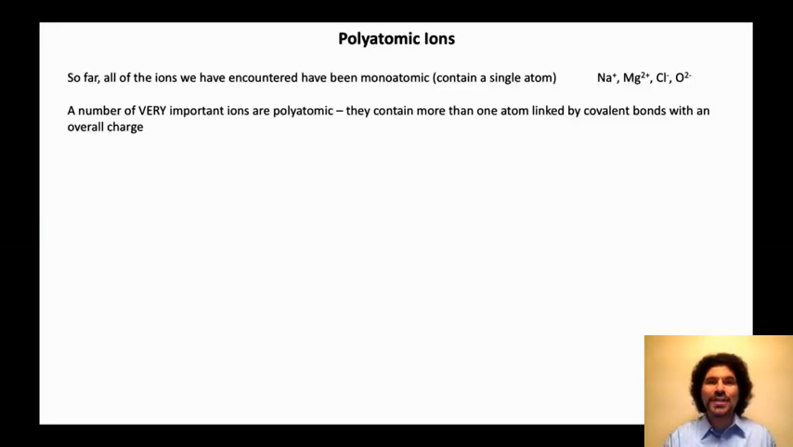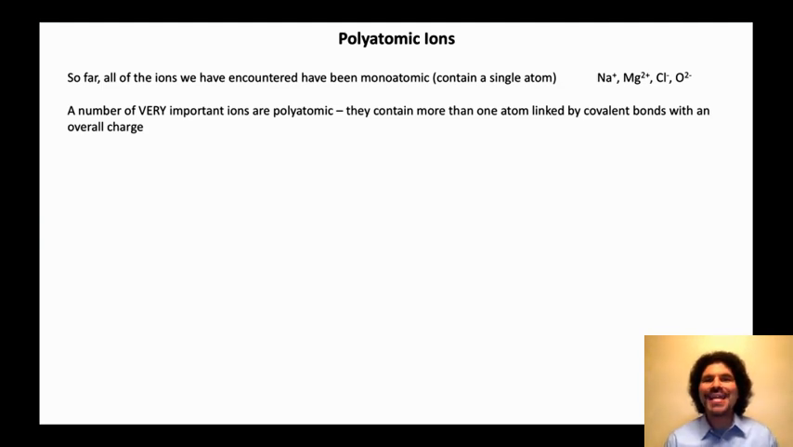Okay, guys, this is a really important topic on polyatomic ions. So far, all of the ions we have encountered have been monoatomic, which means that they contain a single atom. So we have seen Na+, Mg2+, Cl-, O2-, and others. But a number of very important ions are polyatomic.